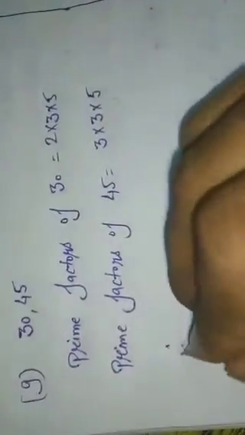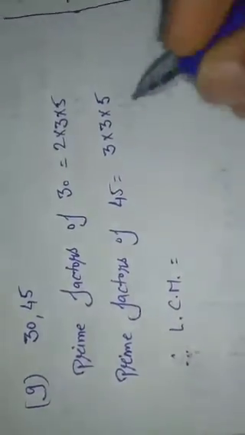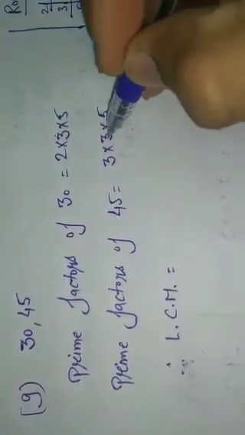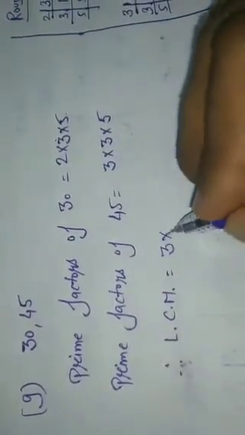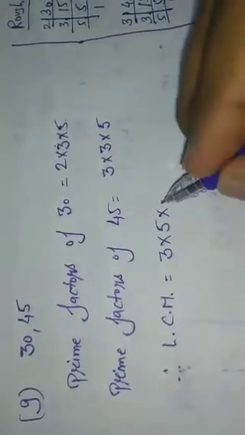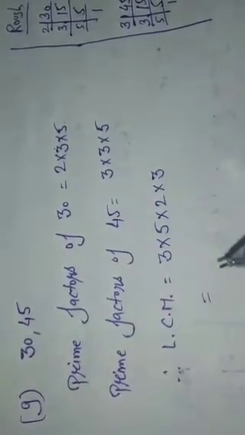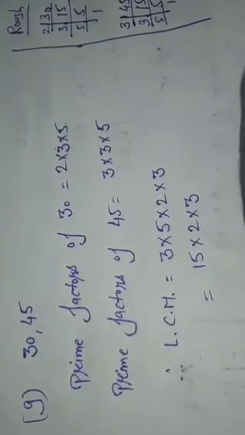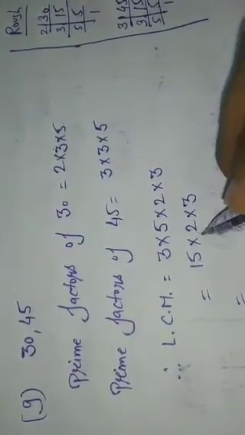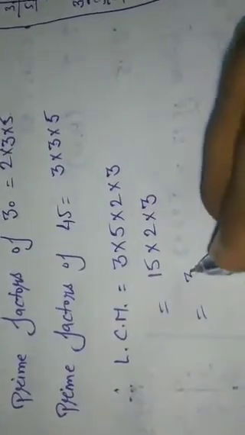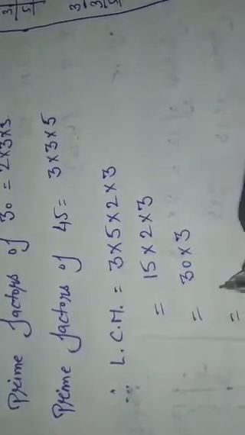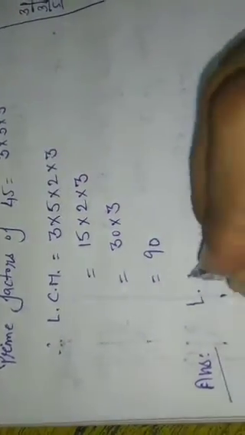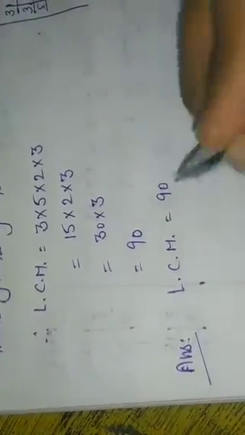Okay. So therefore LCM is equal to, first you find the common factors. Here you can see the common factors are 3 and 5. So you will put it here, 3 into 5. Then after that the remaining factors, 2 into 3. 3 fives are 15, 15 into 2 into 3. Then 15 twos are 30, 30 into 3, 3 threes are 90. Okay. So therefore your answer: LCM is equal to 90.